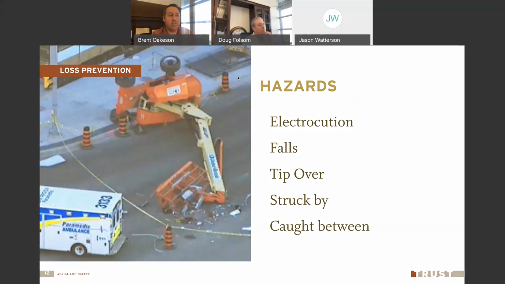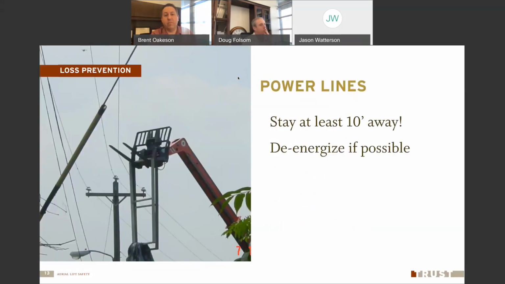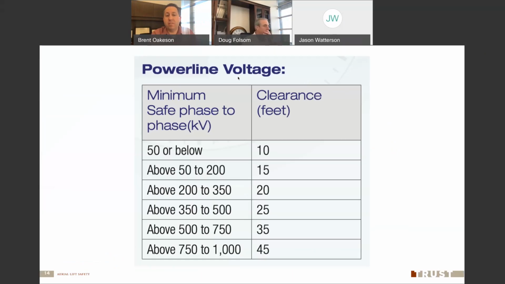So when it comes to power lines, there are some requirements you want to follow. Stay at least 10 feet away. It depends on the voltage. There's a little chart here that shows, based on the voltage, how far away you would need to be from a man lift. You think about that, it's a metal object that you're going to be standing in, and you don't want to have something arc and have an issue with voltages between you and the man lift.